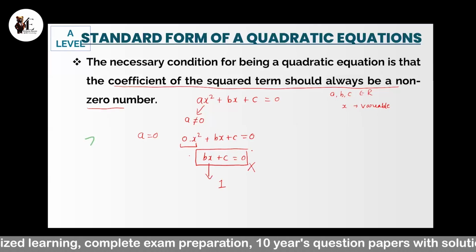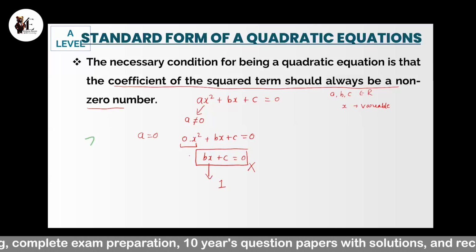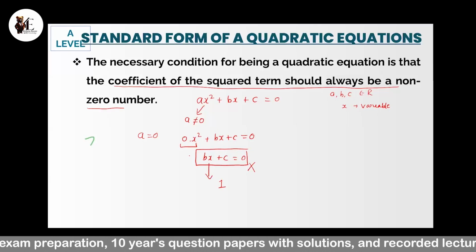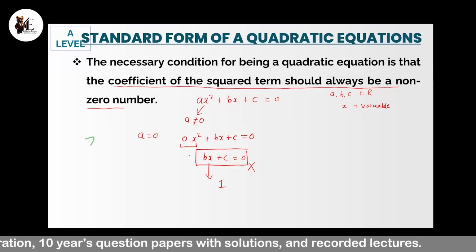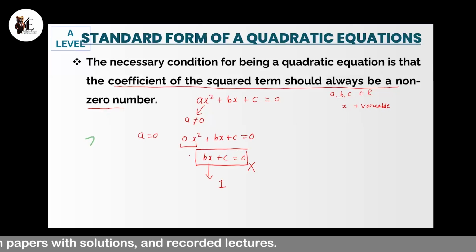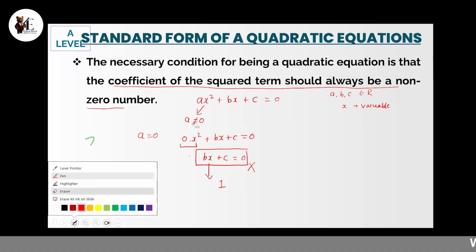So that is a very necessary condition, that the coefficient of x square should not be equal to 0. It should be a non-zero number. If it is 0, then it will not be a quadratic equation. So that is the necessary condition for the quadratic equation.